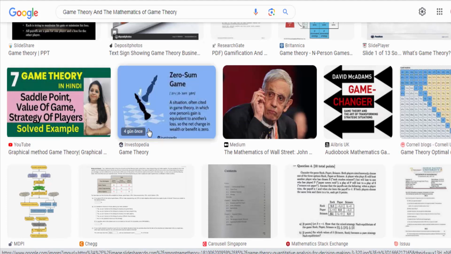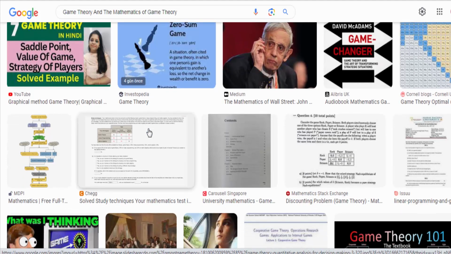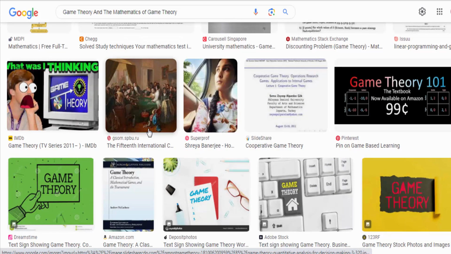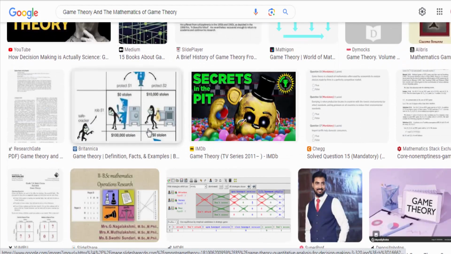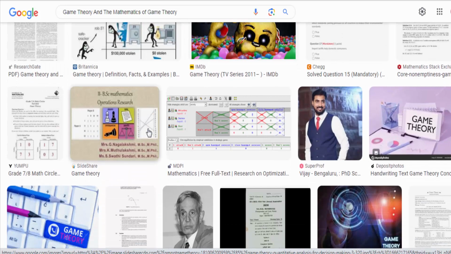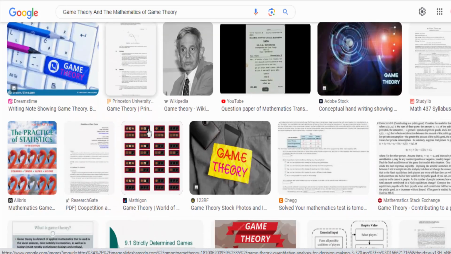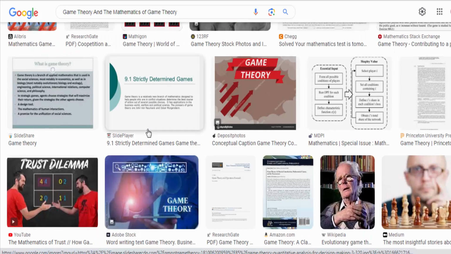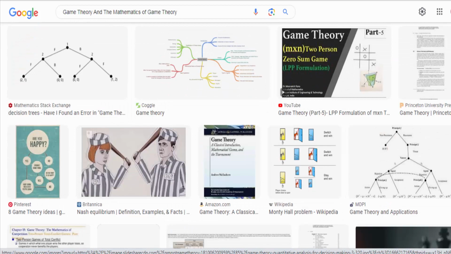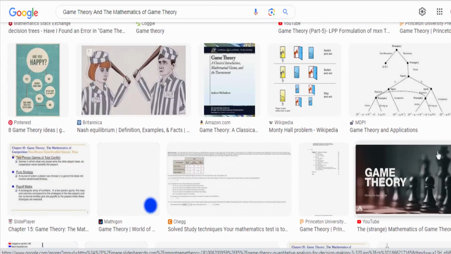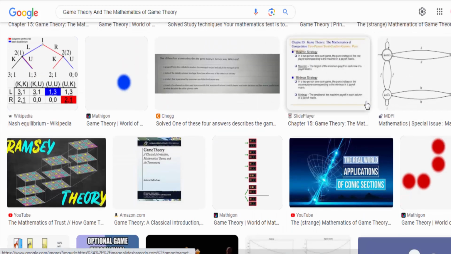Mathematical tools such as linear algebra, probability theory, and optimization techniques are frequently used in game theory to analyze and solve games. Game theory has applications in economics, political science, biology, computer science, and various other fields where strategic decision-making is involved. It helps in understanding and predicting how rational agents will behave in complex and interactive situations.